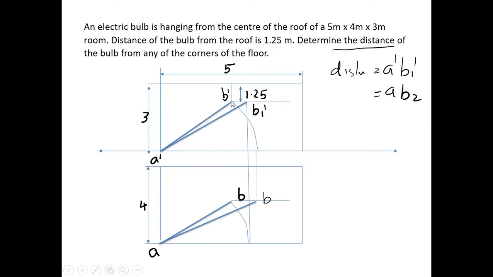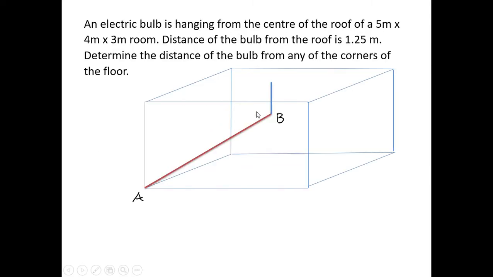Now we have to find the distance between the bulb and any one floor corner. So you connect B to any one floor corner, this corner or here or here, anywhere you can connect. You are connecting this point to this corner. We have to find the length of the distance between the bulb and the floor corner.